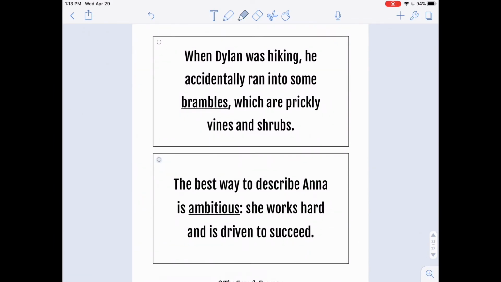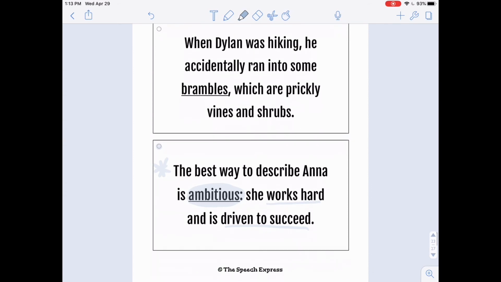All right, here's another one. The best way to describe Anna is ambitious. She works hard and is driven to succeed. Have you ever heard the word ambitious before? I can use some clues in the sentence to figure it out. She works hard and is driven to succeed. I think these are examples of what it means to be ambitious. So it's you work hard and you want to succeed. Those are clues for the word ambitious. All right, you can keep trying the other option here and move on when you're ready.